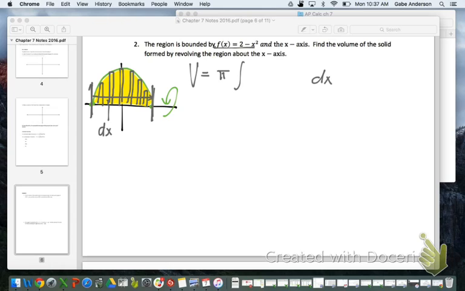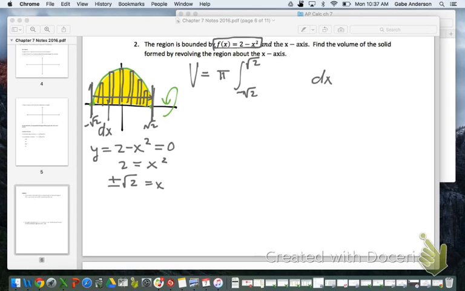The way that I'm going to figure this out is to use my original function, y equals 2 minus x squared. I'm going to set that equal to 0 because that'll give me my x-intercepts. If I do that, I get 2 is equal to x squared, and then plus or minus the square root of 2 is equal to x. That tells me this left edge is negative root 2, the right edge is positive root 2. So those will also be my limits of integration. I'll start accumulating at negative root 2, and I will stop at positive root 2.